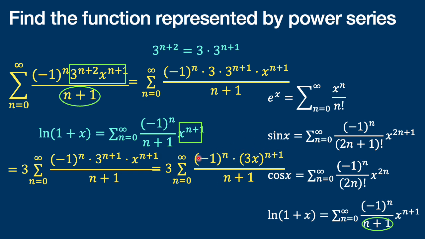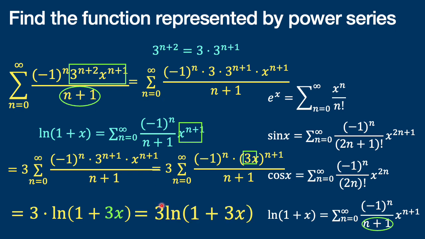This power series, this Maclaurin series, is exactly the Maclaurin series for ln(1 plus something). So look at this one more time. 3x is going to be replaced by x. So we see 3 times ln(1 plus 1) here, that's going to be 3x. So now we find the function represented by this Maclaurin series. That's going to be 3 times ln(1 plus 3x).